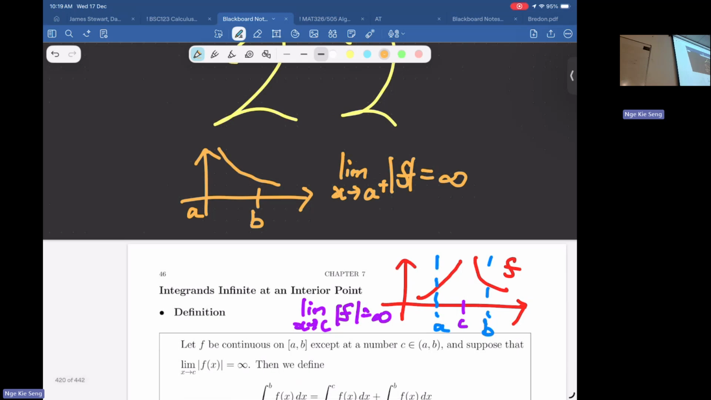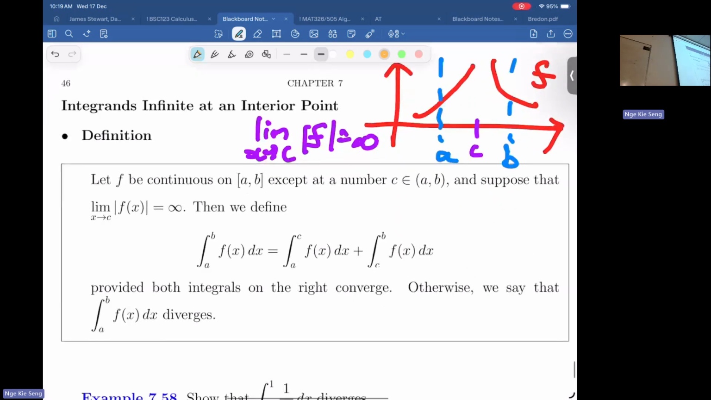Okay, so what are we going to do there? We just split our integral at the infinity point, at the point that it shoots out to infinity. Does it make sense?